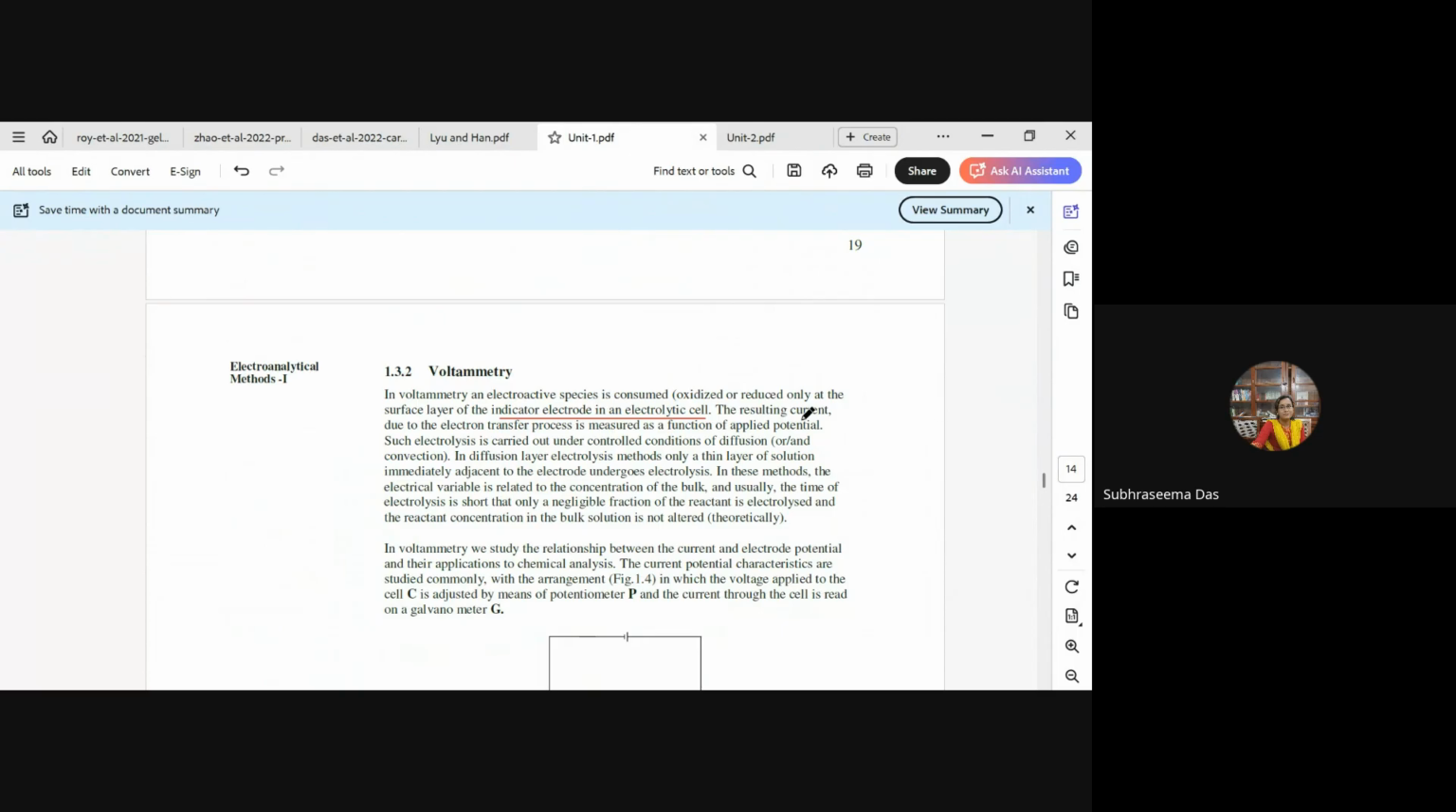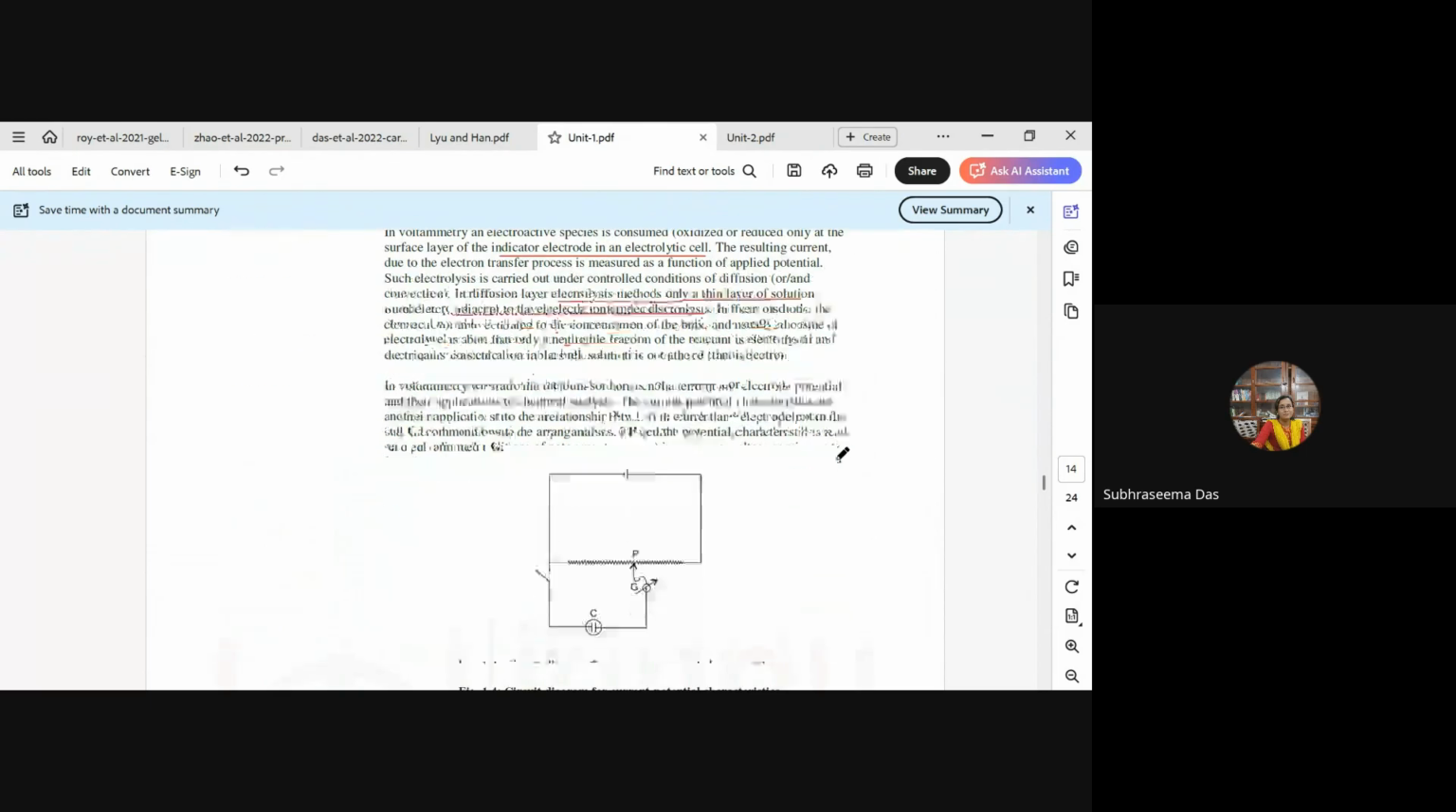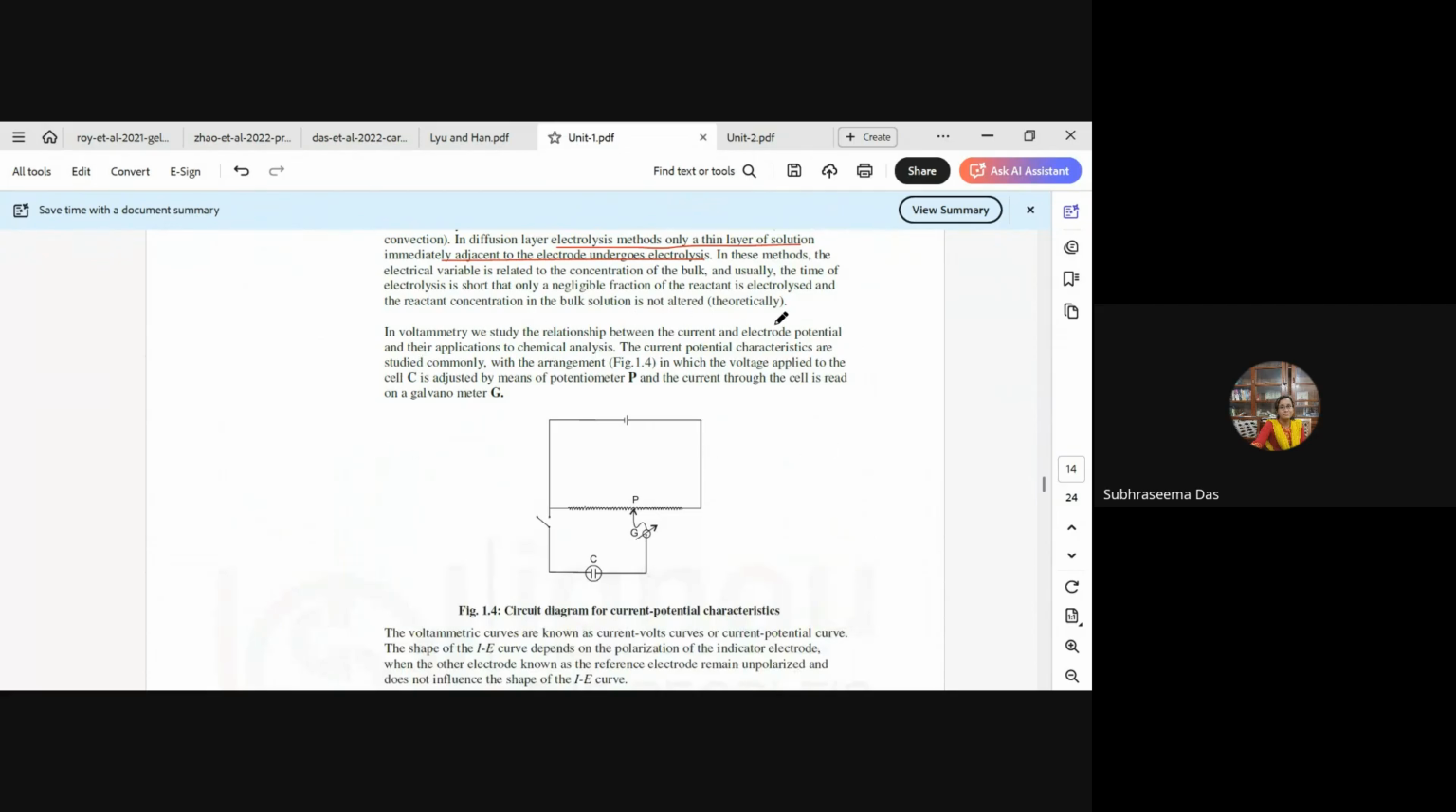In diffusion layer electrolysis methods, only a thin layer of solution immediately adjacent to the electrode undergoes electrolysis. In these methods, the electrical variable is related to the concentration of the bulk, and usually the time of electrolysis is very short. In voltammetry, we study the relationship between current and electrode potential and apply it to different chemical analyses. So the current potential characteristics are studied.